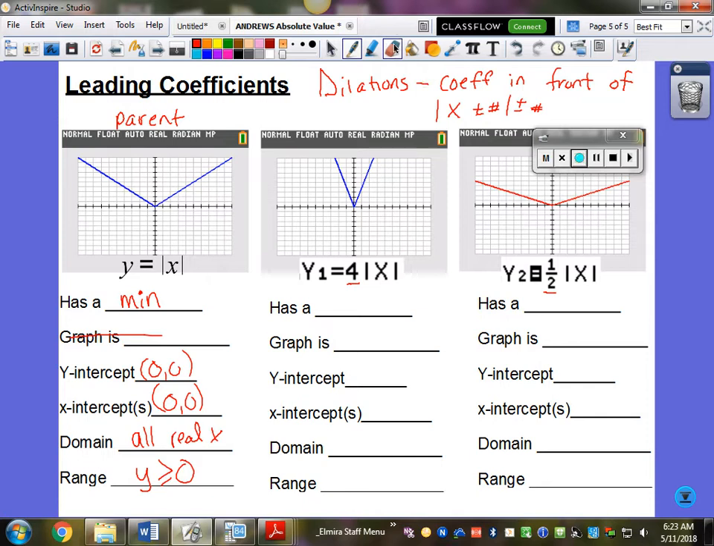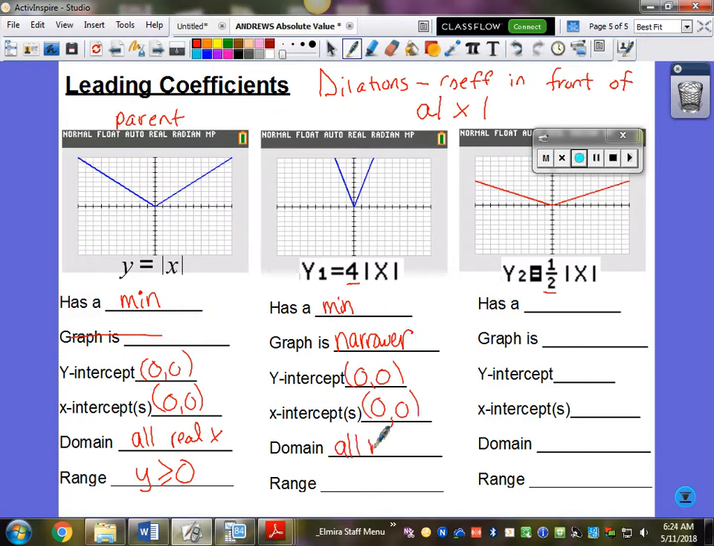You know what? That's a bit much. Let's just take that out. So we're putting some sort of number in front of the absolute value. Okay. So you can see the graph. If I put a 4 out in front, it made the V skinnier. It still has a minimum. Graph is narrower. The y-intercept is still 0, 0. It doesn't affect that. All it does is affect how wide the V opens up.